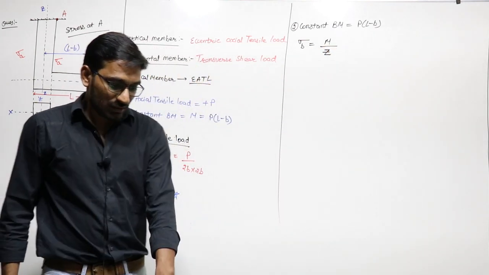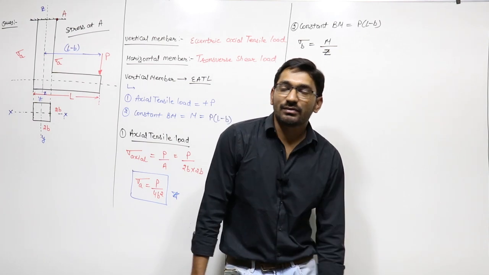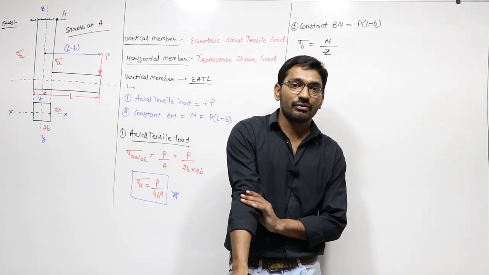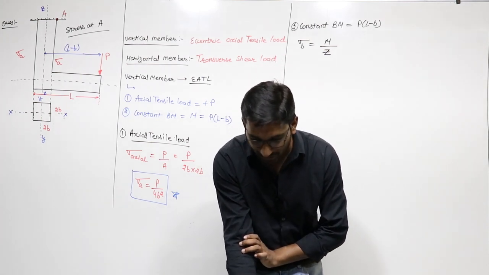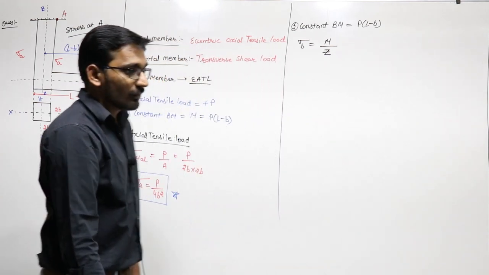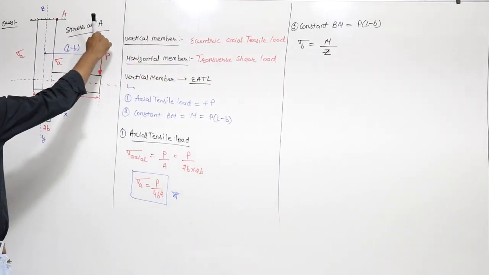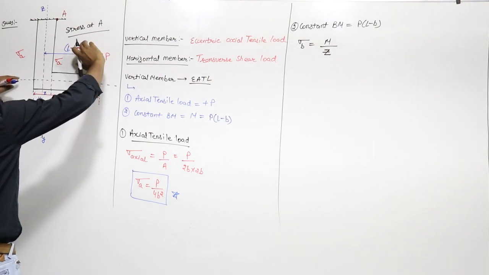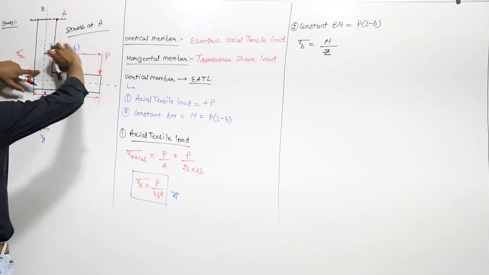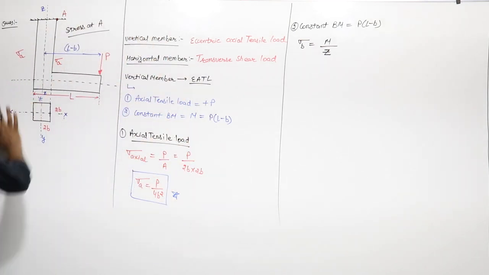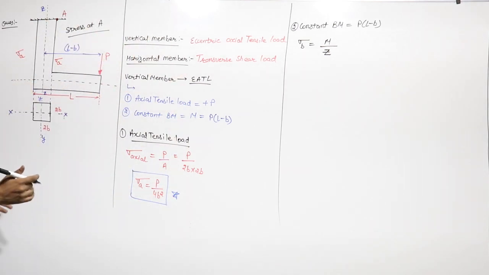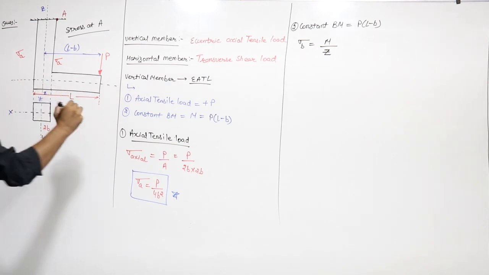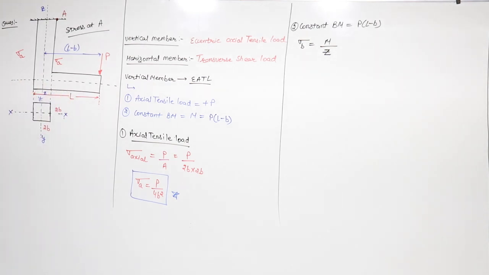M upon Z. Now the question is, this M upon Z will be about which axis? We have to find it. See, this P load will give you a moment P into L minus B in this plane of board. So this couple P into L minus B is about an axis perpendicular to this. So the perpendicular to this axis is YY, right?